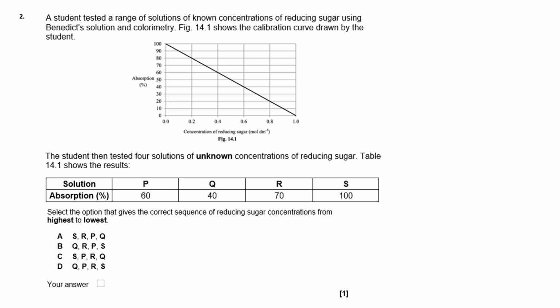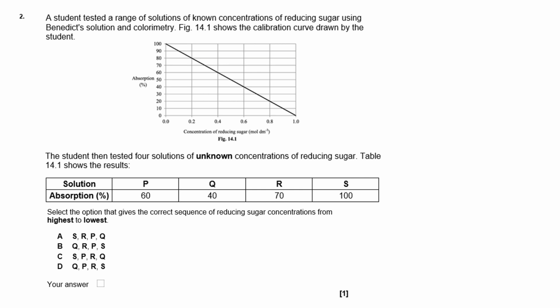Question number two. A student has used a colorimeter, and if you look at the graph, we've got on the bottom x-axis the concentration of the sugar. Now, the unusual thing is that fully concentrated sugar with a number of 1 gives you an absorption reading on the colorimeter of 0, whereas if you've got no sugar at all, 0 concentration of sugar, that gives you an absorption reading of 100%. So clearly the lower the number, the more concentrated the sugar is.